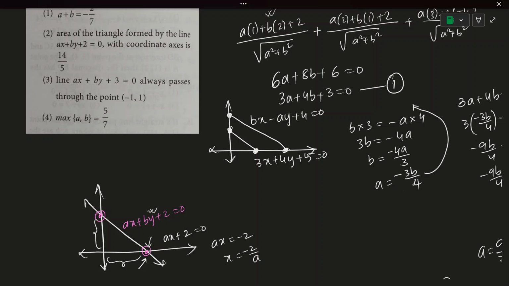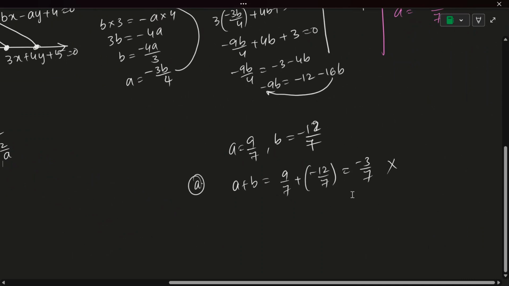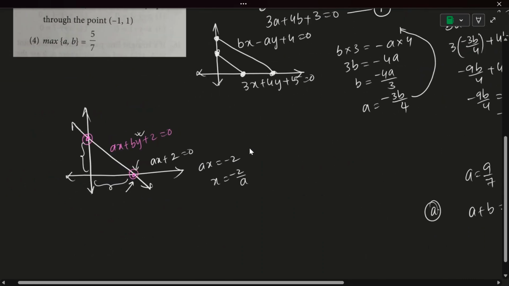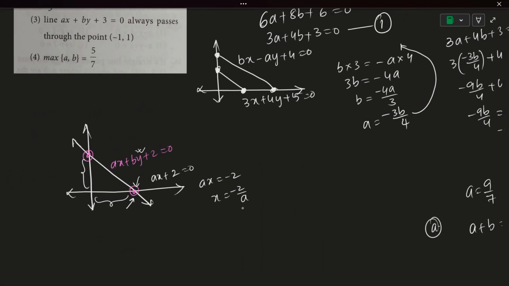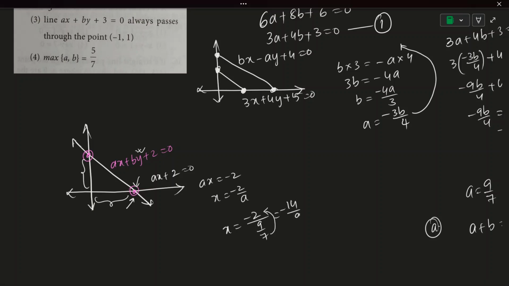So we already know the a value, right? So what is the a value? A value is 9 by 7. So here put the a value there, minus 2 by 9 by 7, that is this 7 will go up, then it will become minus 14 by 9. So that is x value, that means this distance. Okay, this distance is like a mod 14 by 9.